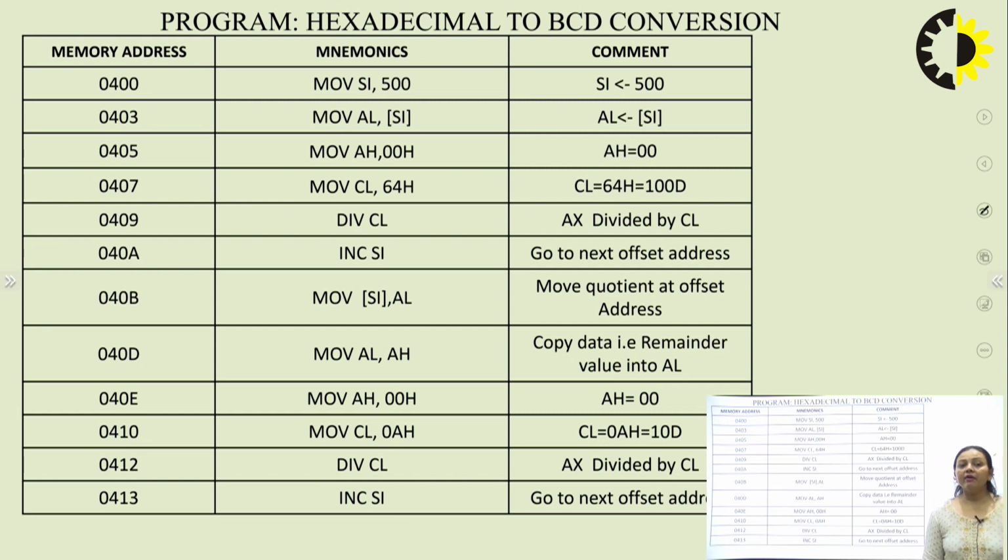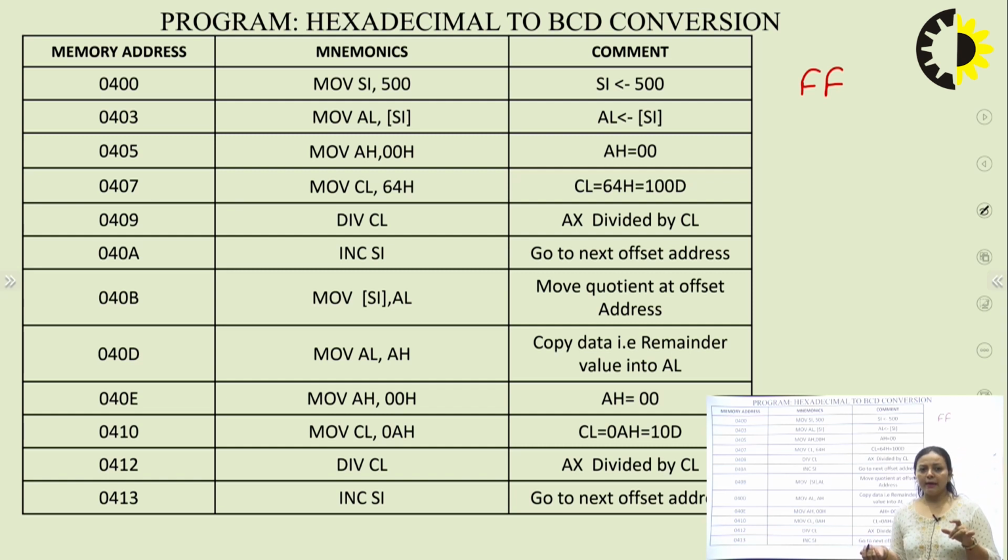Next, if I have to do the vice versa, if I have a hexadecimal input and I have to convert it to a BCD number, we have to just reverse the complete process. So I say that I have got an input, for example FF. It is my hexadecimal input, and I have to convert it to BCD.